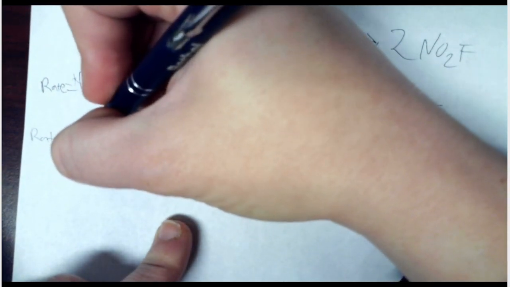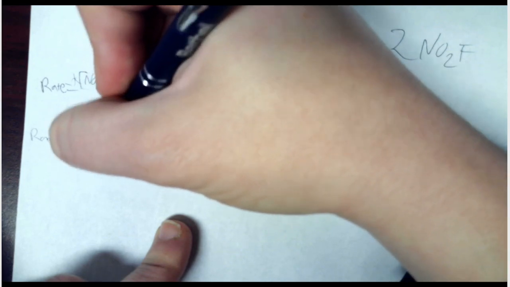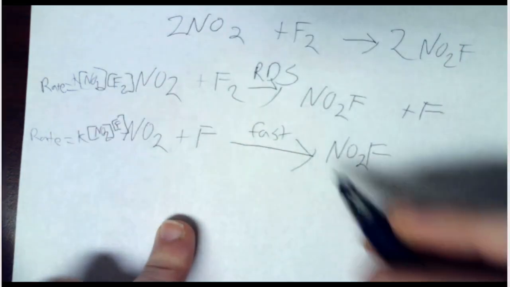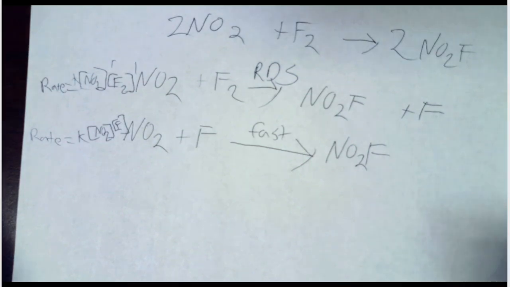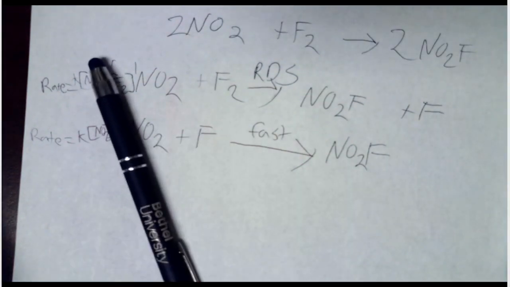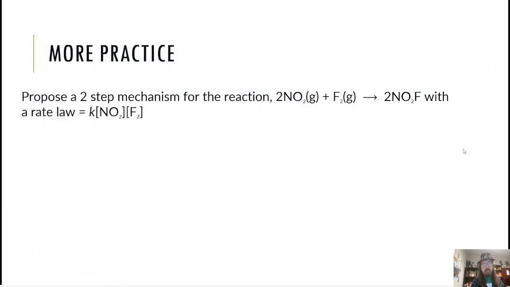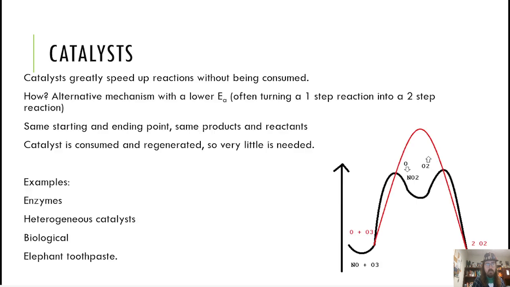The rate of the slow step is equal to k[NO2][F2]. And the rate of the fast one would be rate equals k[NO2][F intermediate]. So first order. This is just hypothetical. If we manage to capture an F atom, well then we know it's this. But you need to first tease it out with the data.